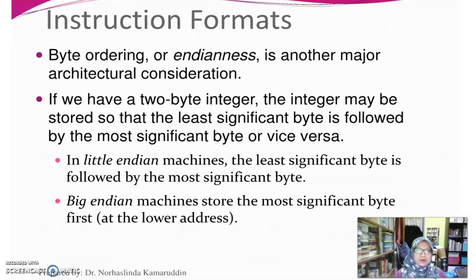Before we go further, we need to know about byte ordering, or endianness. This is another major architectural consideration. If we have a 2 byte integer, the integer may be stored so that the least significant byte is followed by the most significant byte, or vice versa. So we have two types of ordering: Little Endian and Big Endian. In Little Endian, the least significant byte is followed by the most significant byte, whereas Big Endian is vice versa.